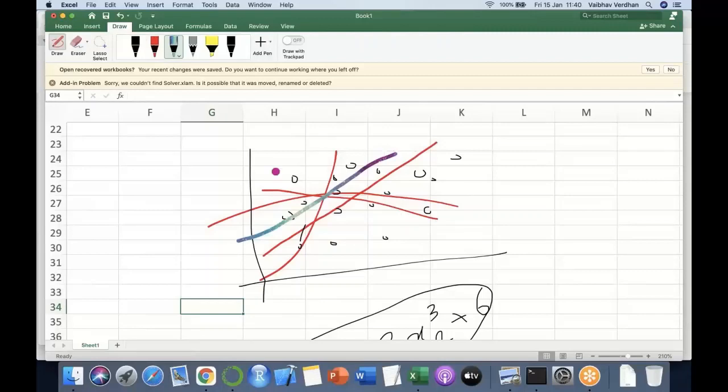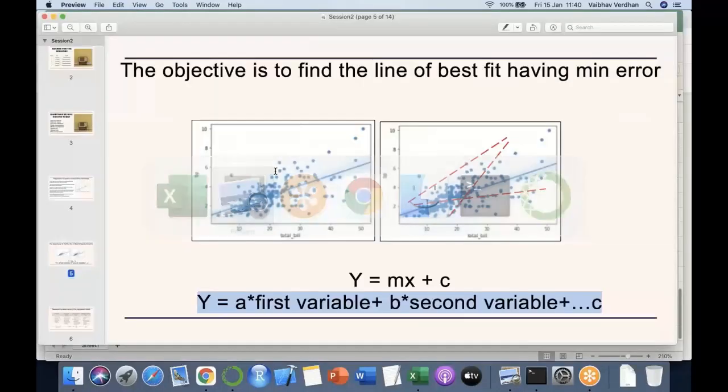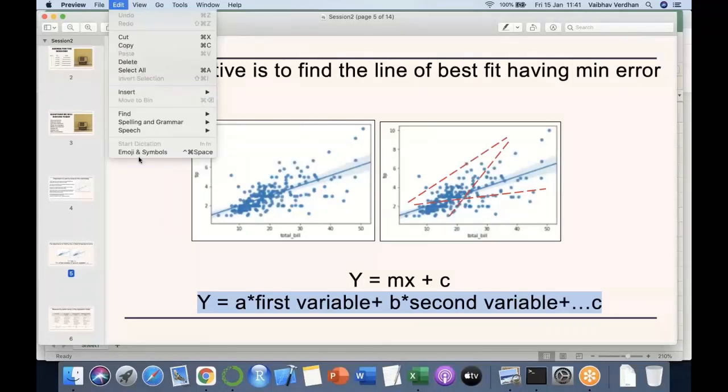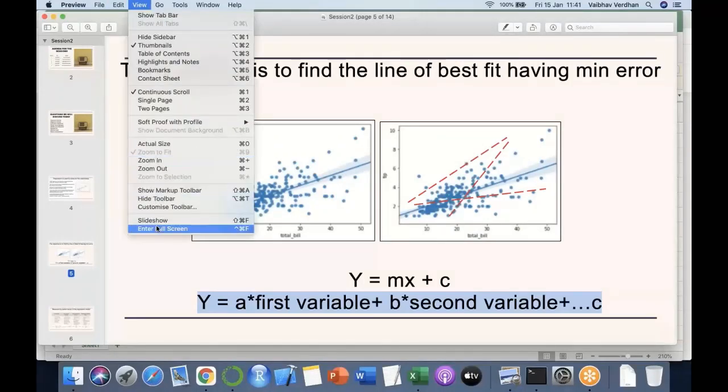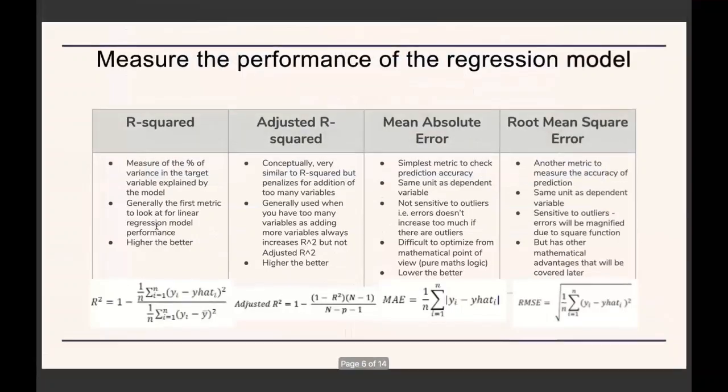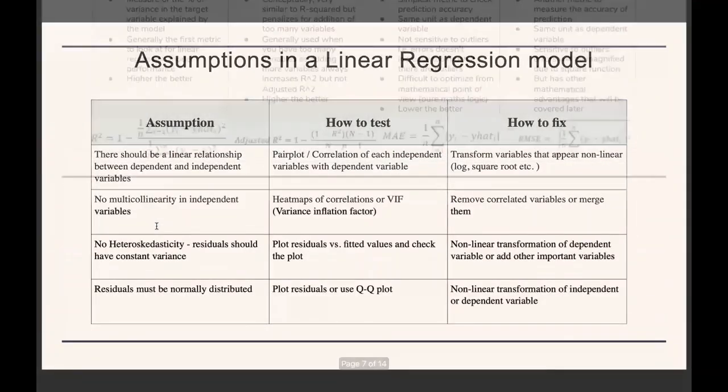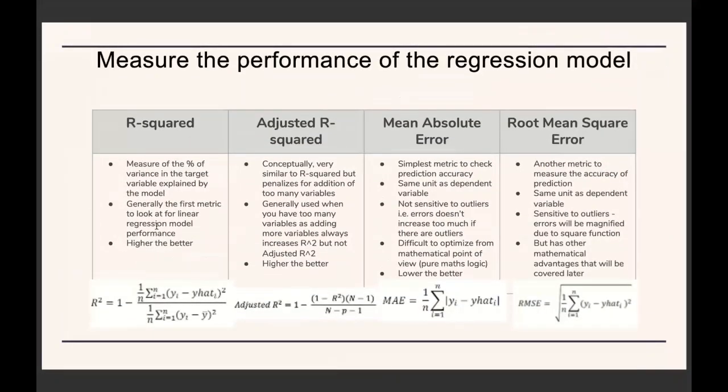Now the next question that comes to your mind is, if that is my objective, how will I measure whether my model is doing well or not? So these are the ways for you to understand whether your model is doing well or not. The first one is R square. R square measures how much randomness in your data is being captured by your model, right? So the higher the R square, the better is your model.